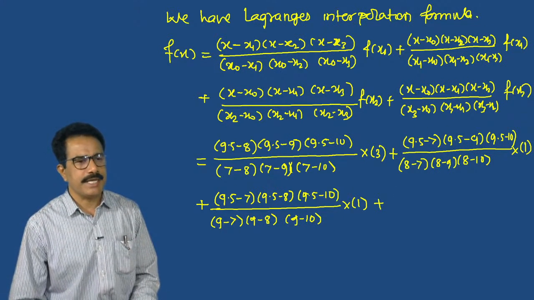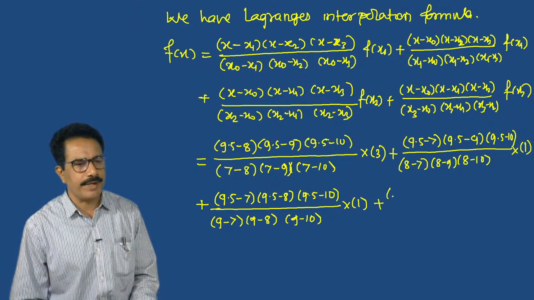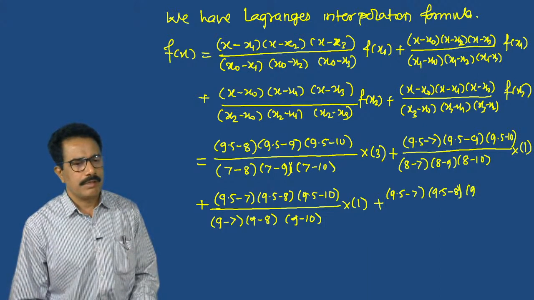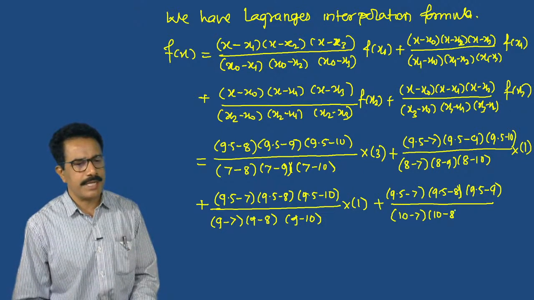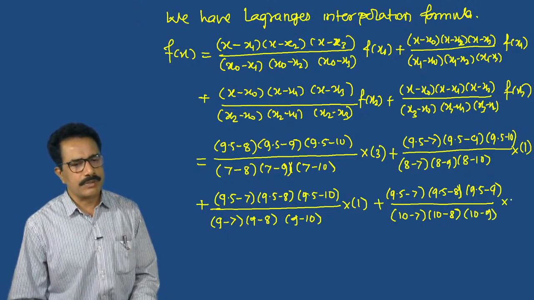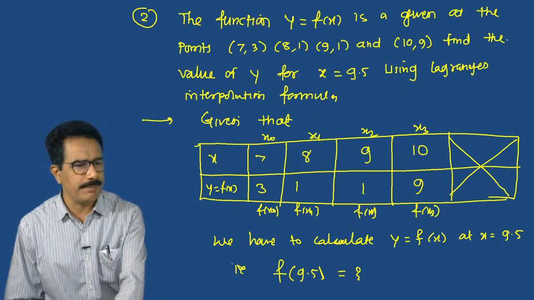Yes, the last one now, the last means x is 9.5 minus x0 means 7, 9.5 minus 8, 9.5 minus 9 divided by 10 minus 7, 10 minus 8, 10 minus 9 into f of x3, that is 9.